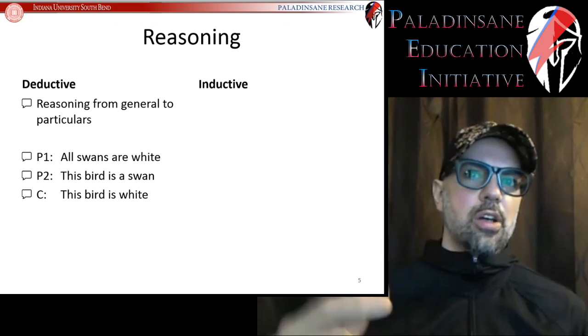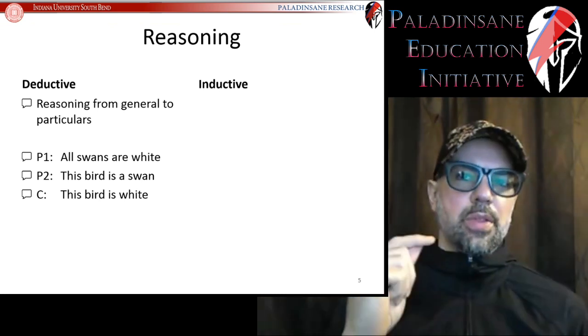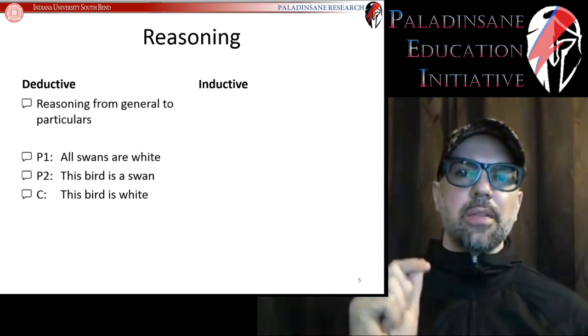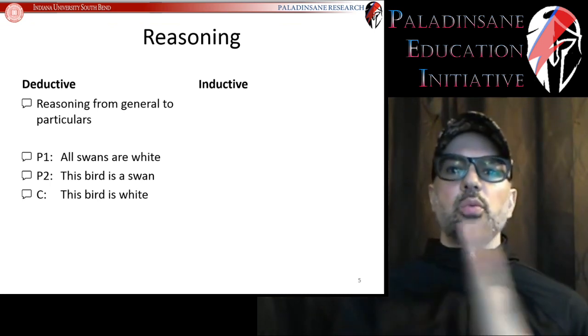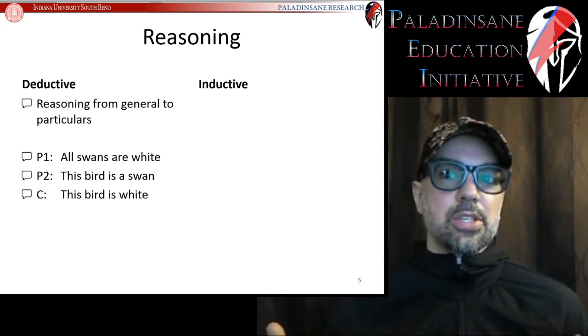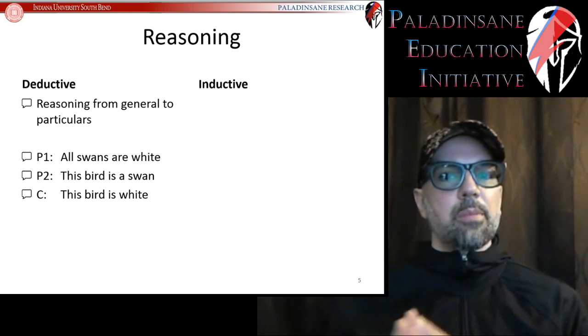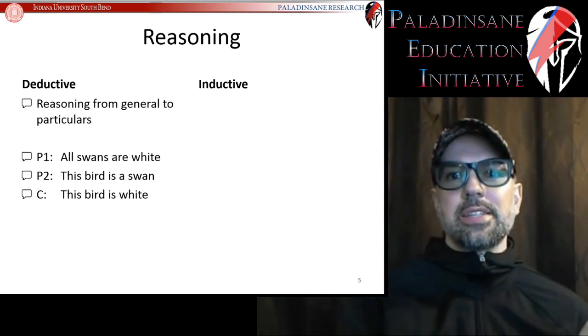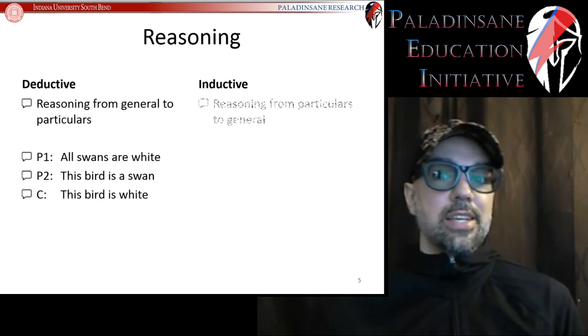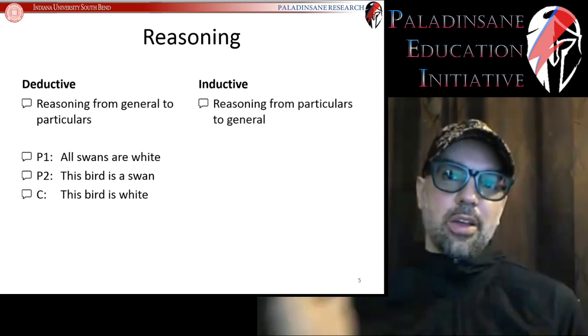Because if it is true that all swans are white, and if it is true that this bird is a swan, then you can reason deductively and conclude that that bird is white. So that's one part of reasoning that is oftentimes used in science. Both of these are used in human life all the time, but deductive reasoning has its place in science. It's one half of the reasoning chain for science. Inductive reasoning is the other half, because inductive reasoning goes the opposite way.